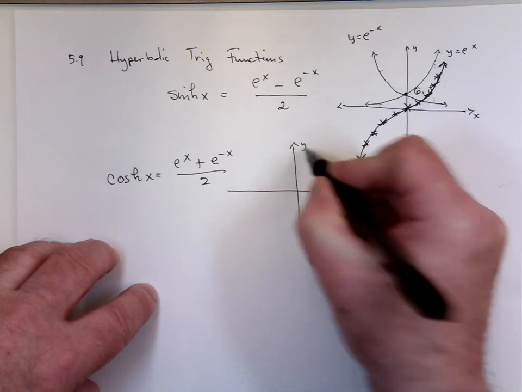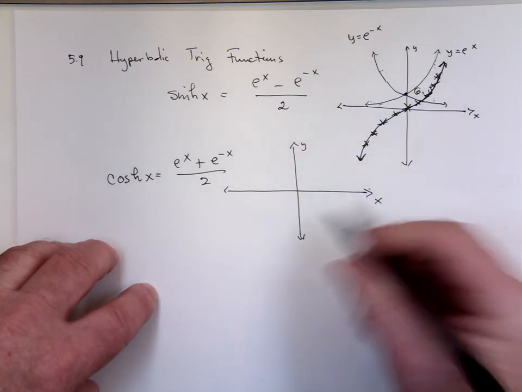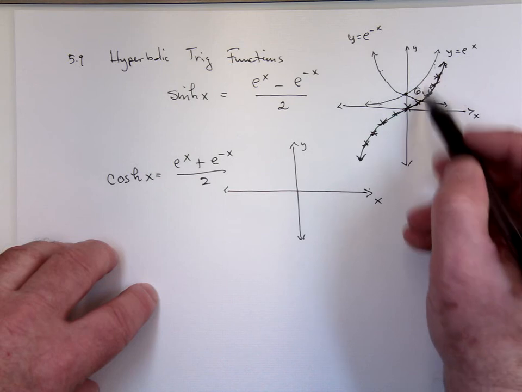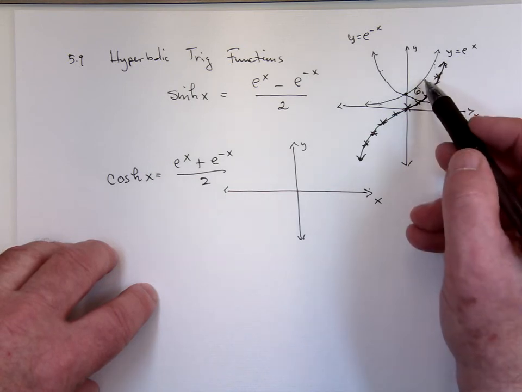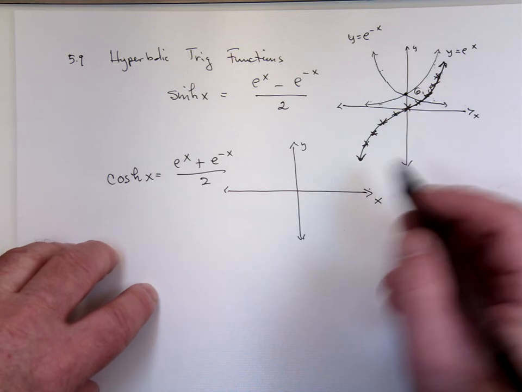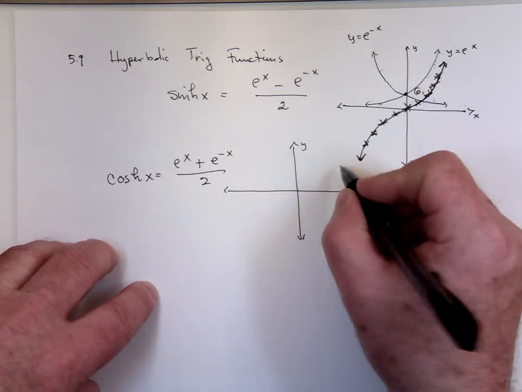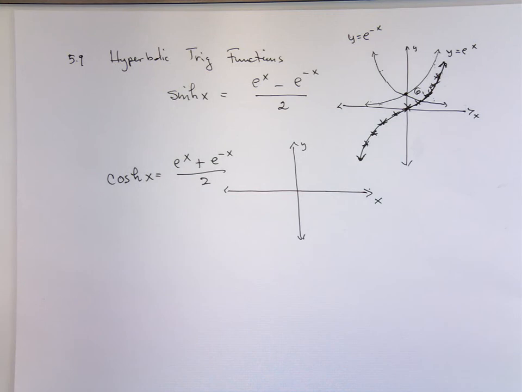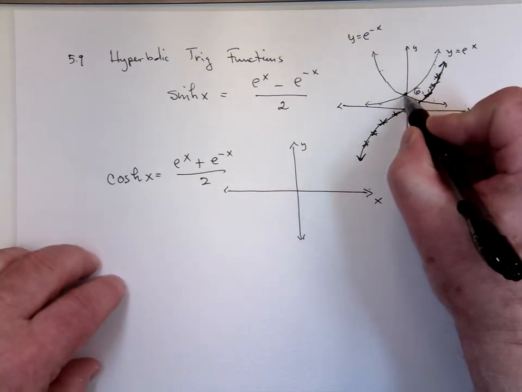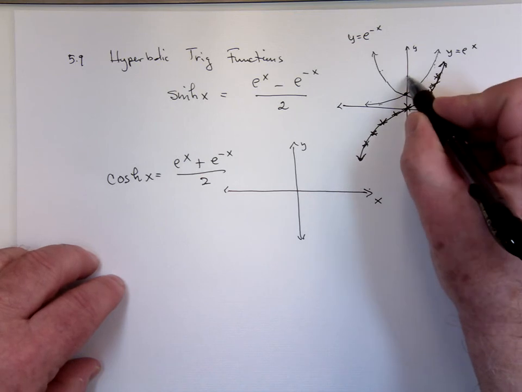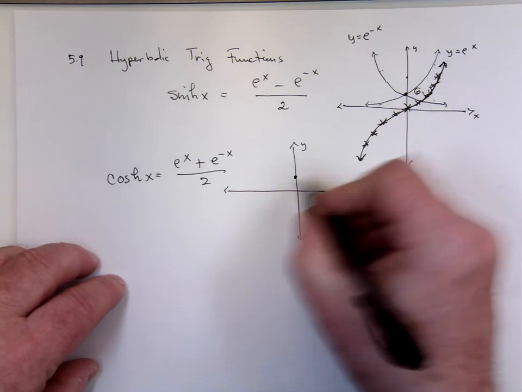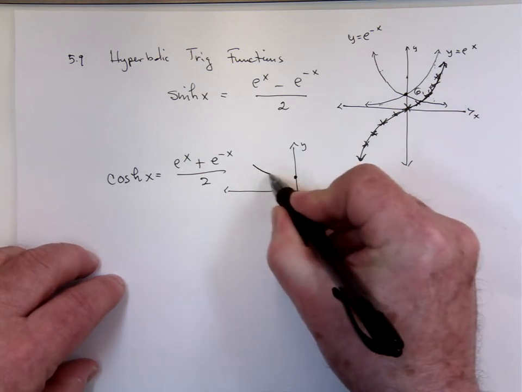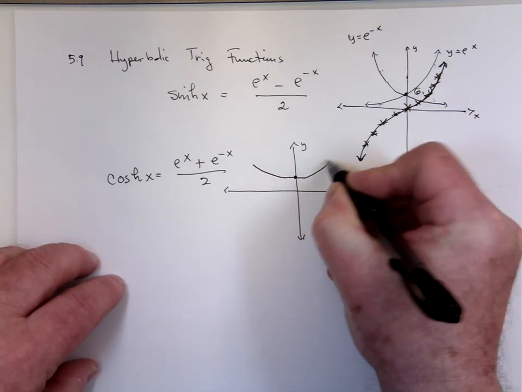If instead of subtracting these two and dividing by 2, I add these two and divide by 2, what happens is I get a graph that looks like this. Add these and divide by 2. When I add them, I'll get up to here to 2, and so it's right here. And what it looks like is this. This is cosh. That's what it looks like.